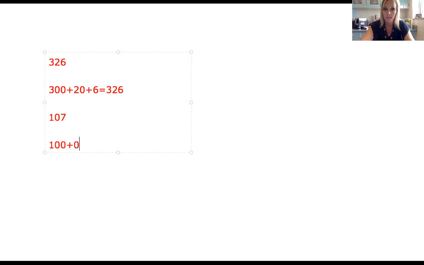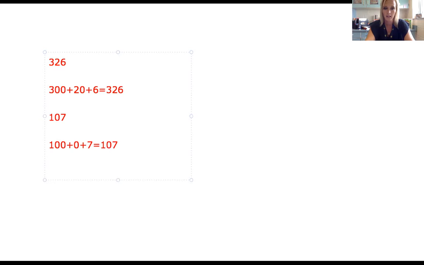0. So I put a 0 there. That holds my place value for me, and I don't forget where I'm at in that number. My last number then in the ones digit is a 7, and 7 is just 7 ones, right? So I put 7. Now if I added this together, it would be 100 plus 0 plus 7, 107.